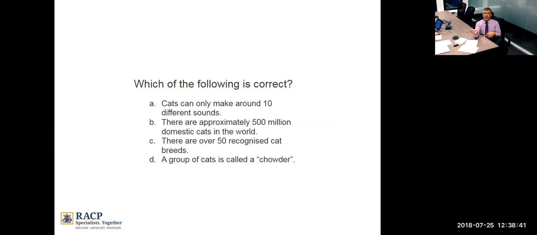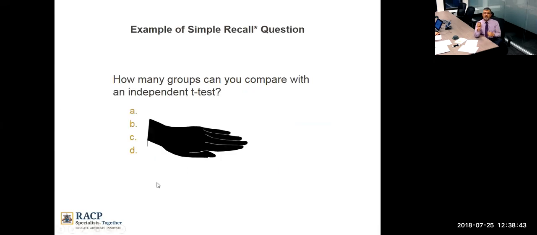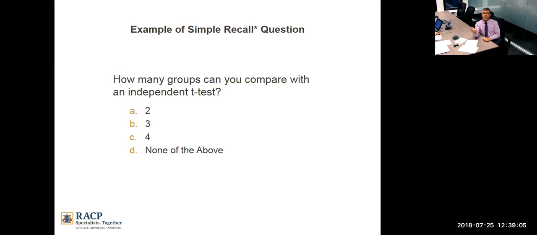Take a look at the next question, please. So if I ask this question, which is a simple recall question using the cover test, how many groups can you compare with an independent t-test? Well, independent t-test, it's pretty straightforward. You can probably answer the question very easily if you knew about statistics. So click on the hand. So there you go. Independent t-test, 2, but you knew that before the answers were revealed. It's straightforward, and that's what you want to do. Okay, next.